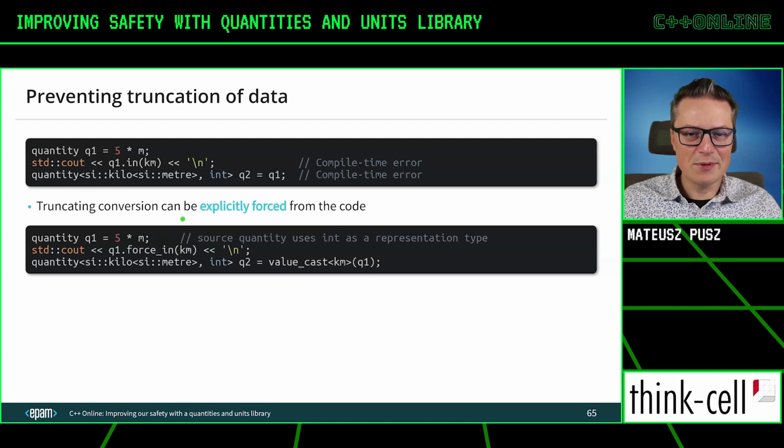Also, truncating conversion can be explicitly forced from the code. So in case you want to end up with 0, you may do it, but you have to ask for it explicitly. You may use the forced in function to end up with this unit and with this value of 0, or do value cast on quantity to force exactly the same operation. Both of them are explicit, easy to find, easy to search in your code base, easy to spot in code reviews. So we assume it is okay to do truncation if you ask explicitly for it.